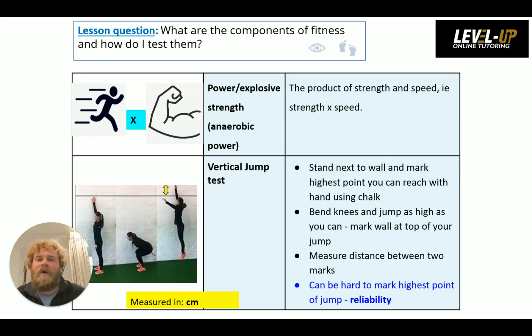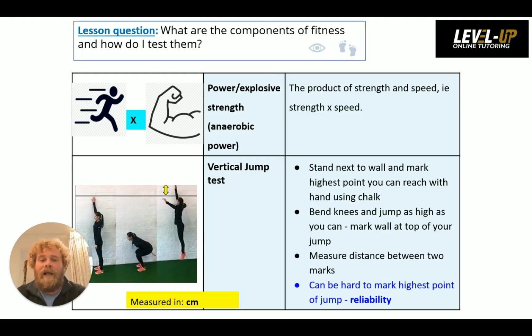Then we have power and explosive strength, which is anaerobic power. This is the product of strength and speed, i.e. strength times speed. So a way we can test this is the vertical jump, which is measured in centimeters.